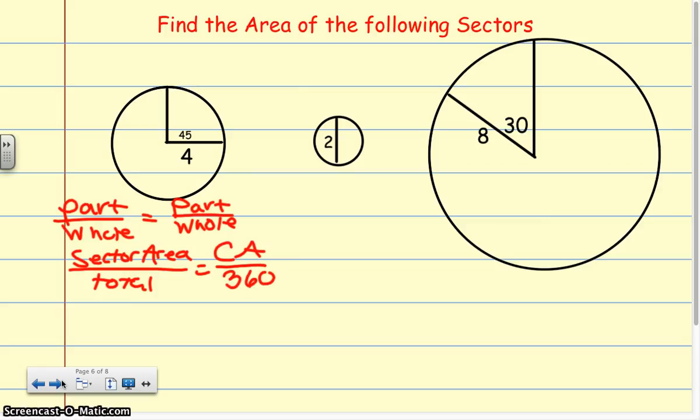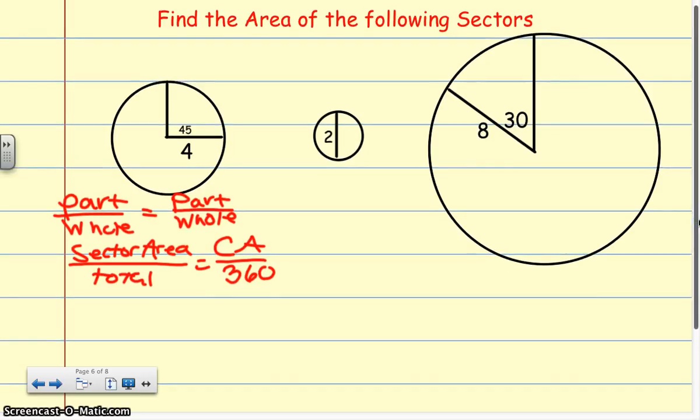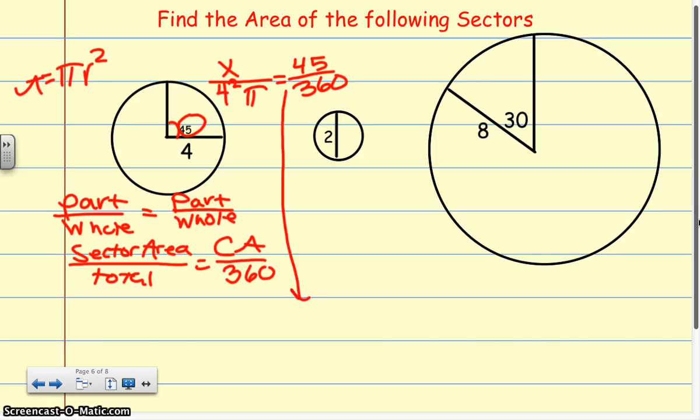So sector area, that's what we're looking for on this first one. We don't know. So I say x is to, what's the total area? Well, again, the total area of a circle is pi r squared. So I take this and I go 4 squared, and then I'm going to times it by pi, as my central angle looks like it's 45 degrees, is to the 360. Now I'm going to square my 4, that's 16, and I get x is to 16 pi, as 45 is to 360.